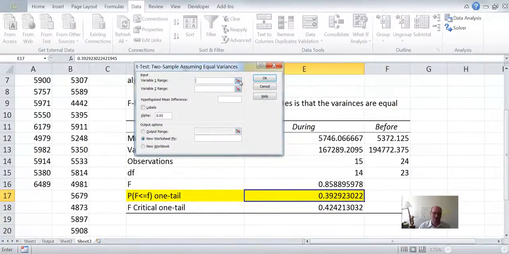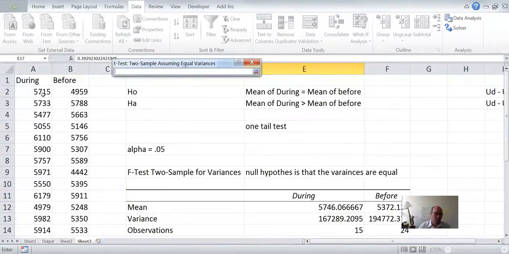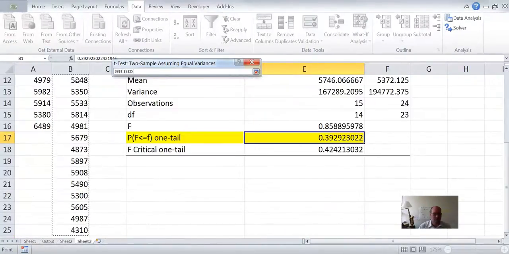And the only difference here is that the math behind the scenes is a little bit different as far as assuming what the standard deviation of the difference between the two means is. All right, so here's our variable 1. So this is just like before. Variable 1 range, hit enter. Variable 2 range, all that, hit enter.